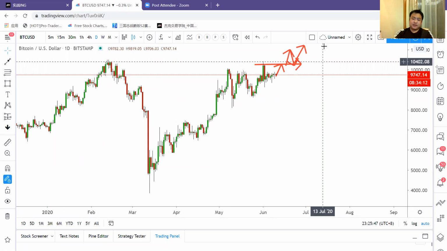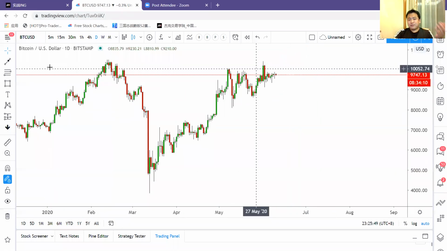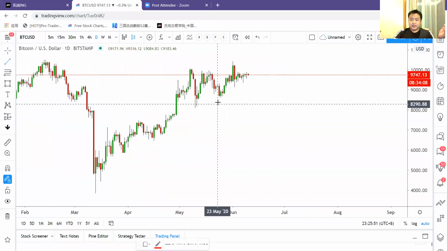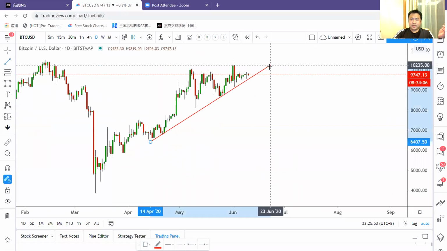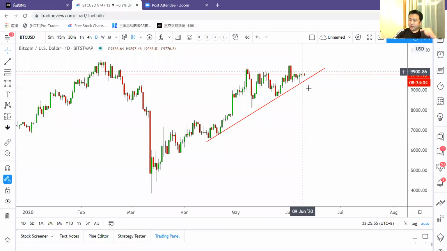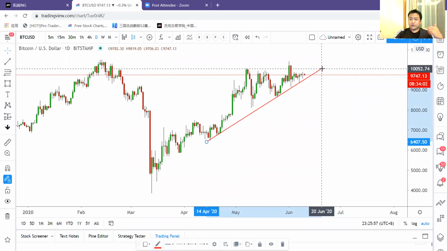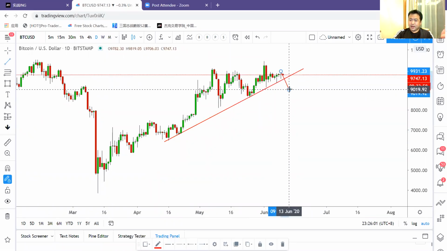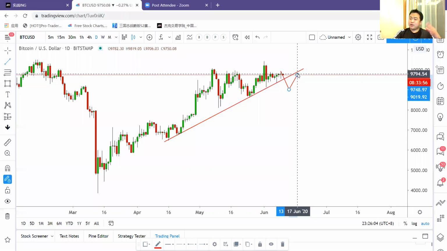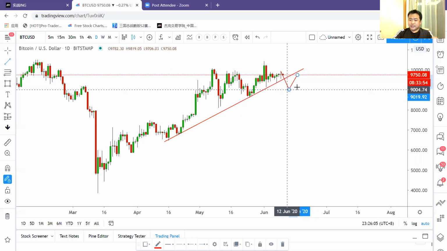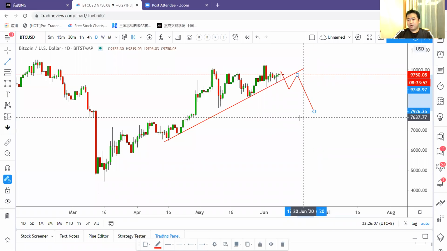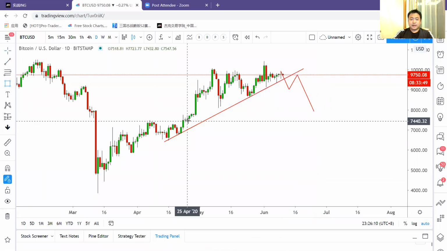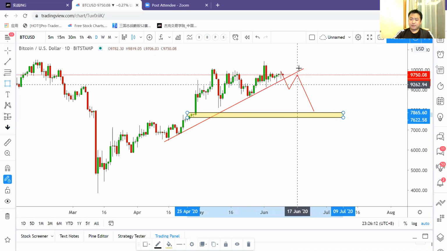Alternatively, if you want to see the bearish side, it could be like this. There will be a trend line here. Bitcoin cannot break this line for a bullish momentum. If Bitcoin breaks this trend line and the pullback happens, you have to be careful, because this will have another fall to the 7,900 level. So be careful about this.